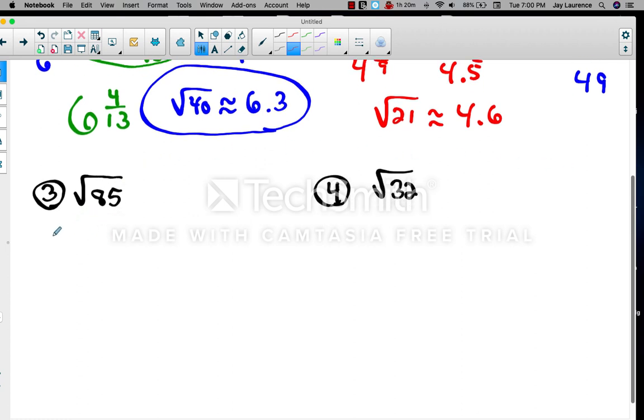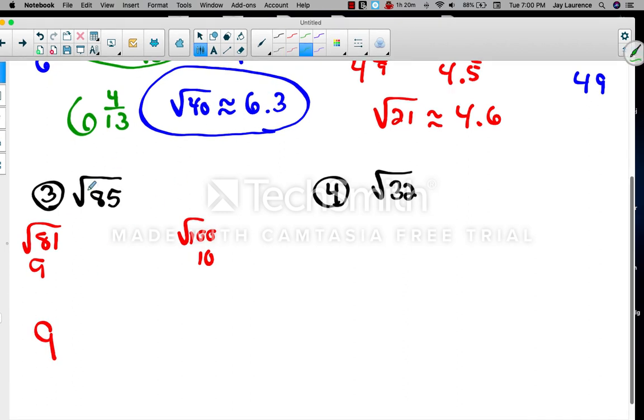Okay, square root of 85, that's going to be between the square root of 81 and the square root of 100. Okay, well, I know this is 9, and I know that's 10, so an estimation for the square root of 85 is going to be 9 something, right? All right, so let's get the fraction. So that's 4, 81 to 85. 81 to 100 is 19, so that's going to be 4/19. All right, let's do our long division.